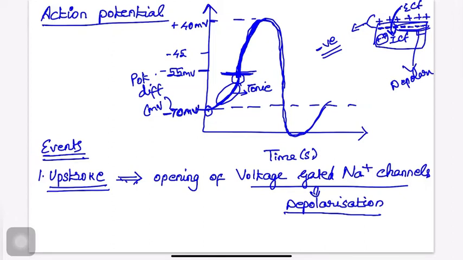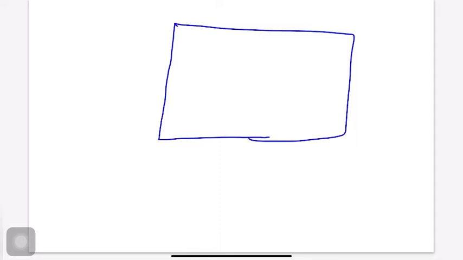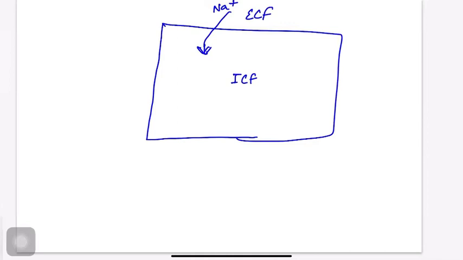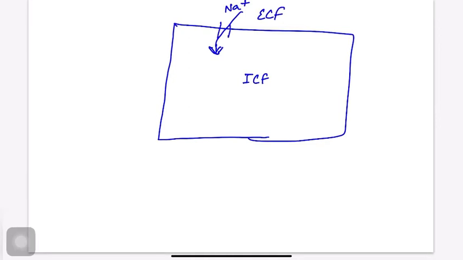Opening of voltage gated sodium channels will cause depolarization. So the sodium will move from ECF to ICF. How long will this sodium move from ECF to ICF? Can you understand what I'm asking? Let this be the cell. This is ICF. This is ECF. As there is a concentration gradient for sodium from outside to inside, sodium gets in when the sodium channels open. So how long will this sodium get in?